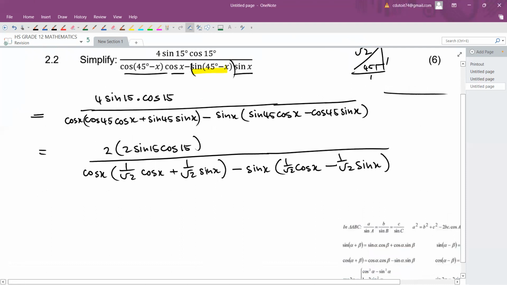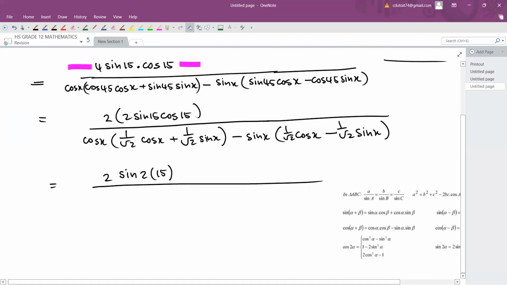All right. Did you understand that top part I did? I just broke up the 4 into 2 times 2. Because now I have an identity on top. I have 2 times, and 2 sin alpha cos alpha is sin 2 alpha, or 2 times 15. That's going to become 2 times 15, which is 30 degrees. And I have a triangle for that. Okay, now what? What can I do?